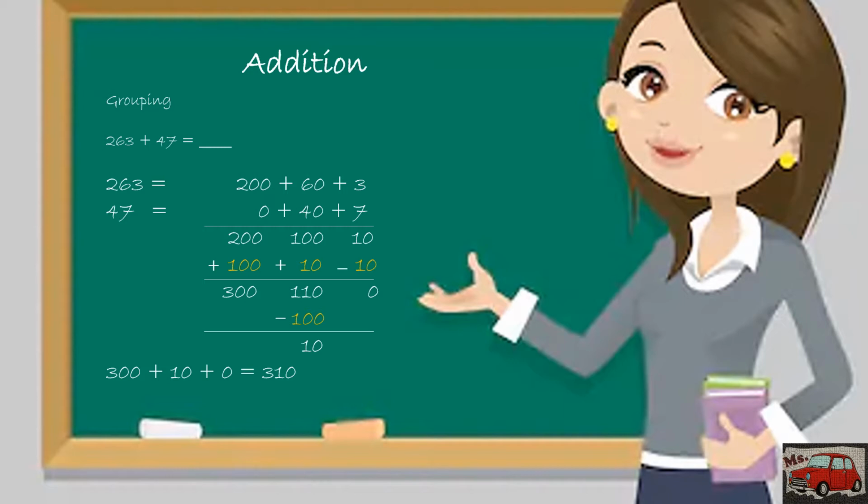Now, in my hundreds place, I have 200 and 0. So, when I add those, it's still 200. When we removed the 100 from the tens place, we now add it to the hundreds place. So, I have 200 plus 100. So, my hundreds place is 300. When I now add their values together, I now have 310. Okay?